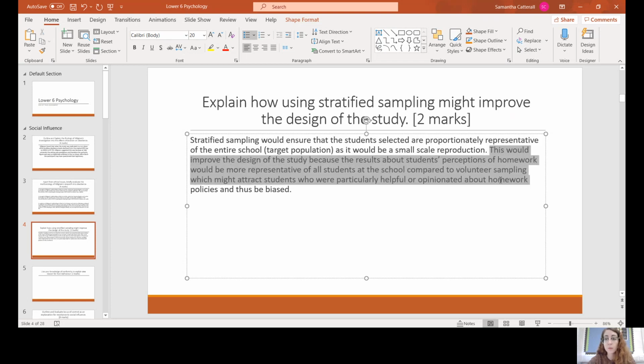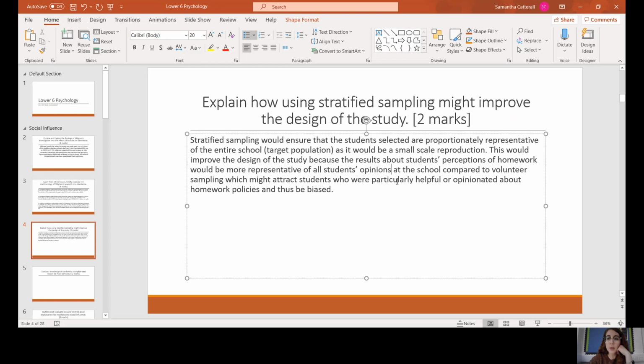The second mark is for explaining why it might improve it. So this would improve the design of the study because the results about students' perceptions of homework. Notice how I've not just put results, which a lot of you do. Try and make some reference to the actual stem. Would be more representative of all students at the school. In fact, of all students, I'm just going to put opinions there. At the school compared to volunteer sampling, which might attract students who are particularly helpful or opinionated about homework policies and thus be biased.